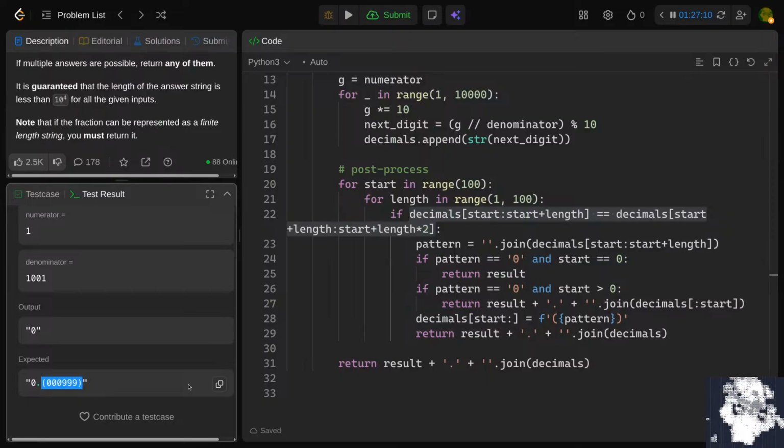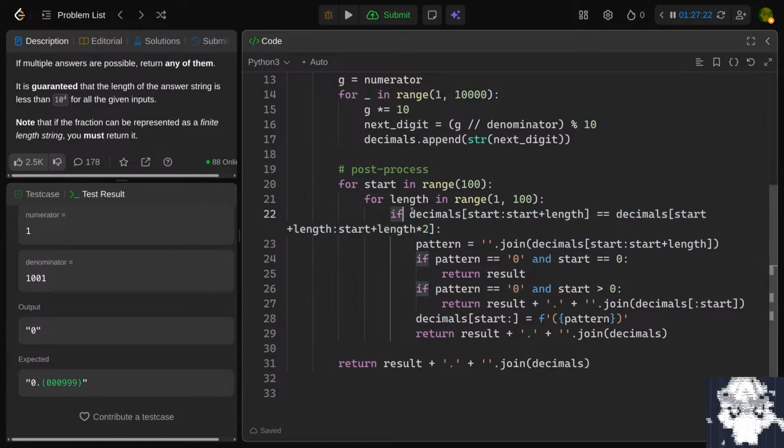How can I easily check that? It would be something like if all from start plus length equals times, this is times I, and then it's all for I in range 100.